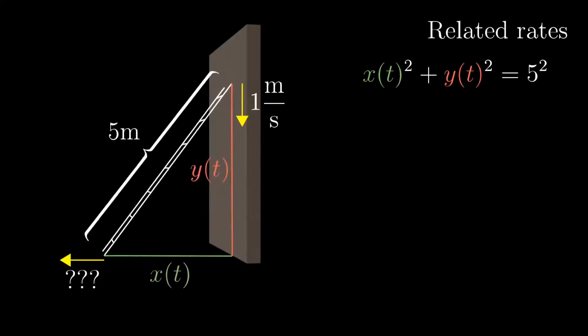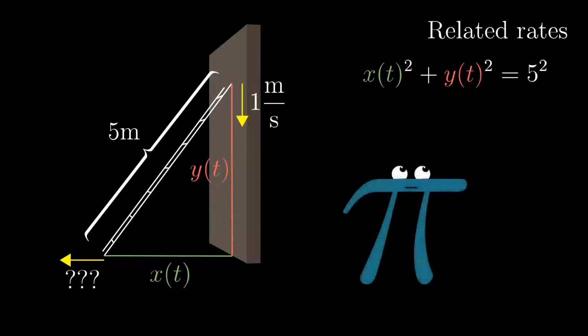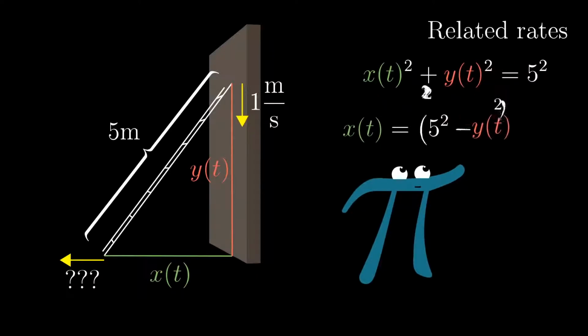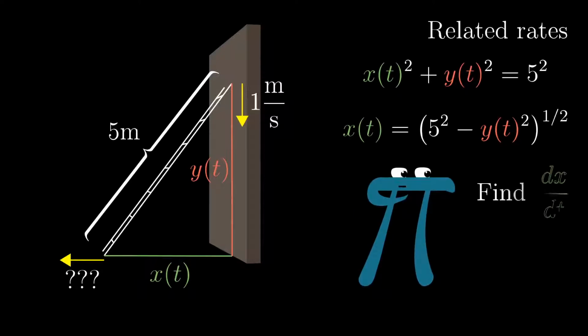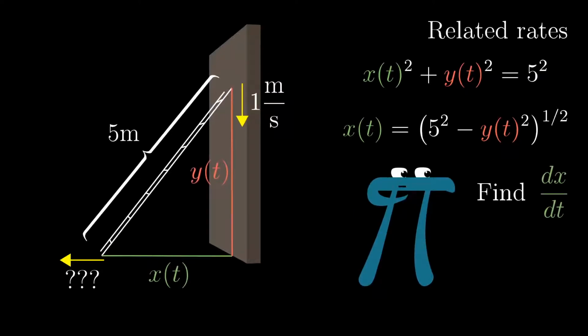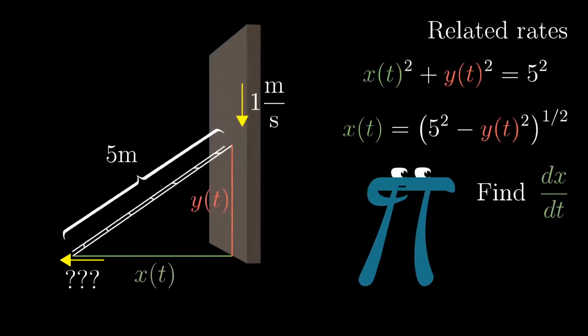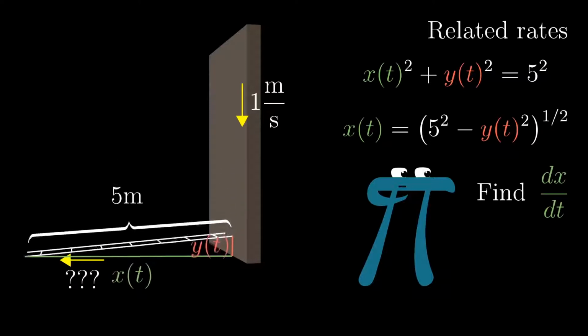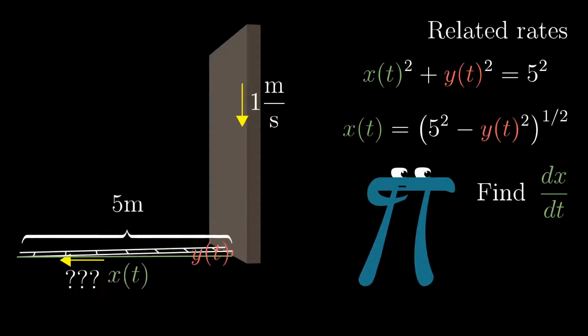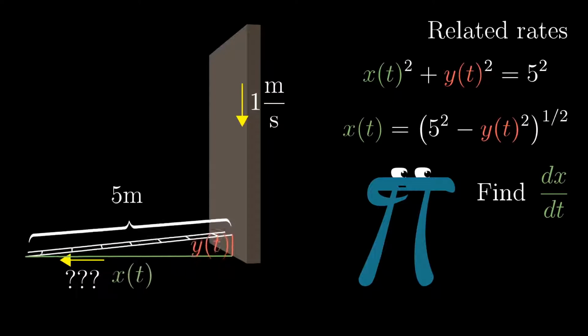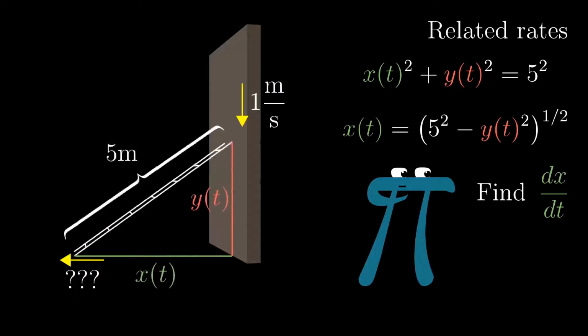Now, one way that you could solve this would be to isolate x of t, and then you figure out what y of t has to be based on that 1 meter per second drop rate, and you could take the derivative of the resulting function, dx dt, the rate at which x is changing with respect to time. And that's fine. It involves a couple layers of using the chain rule, and it'll definitely work for you.